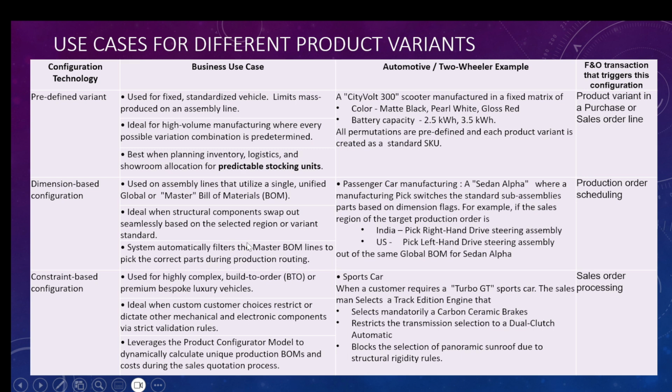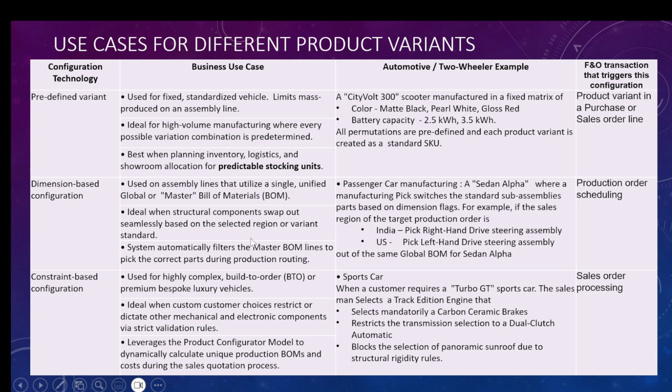Okay, to simplify, dimension-based configuration is mostly used in a production scenario. You have a global BOM. Let's say a sedan car global BOM has 25 components, and out of that 15 are common for all the styles, for all the variants. The 15 are needed. The remaining 10 components can be swapped according to the model or standard I'm going to choose. So this is the advantage of using dimension based.